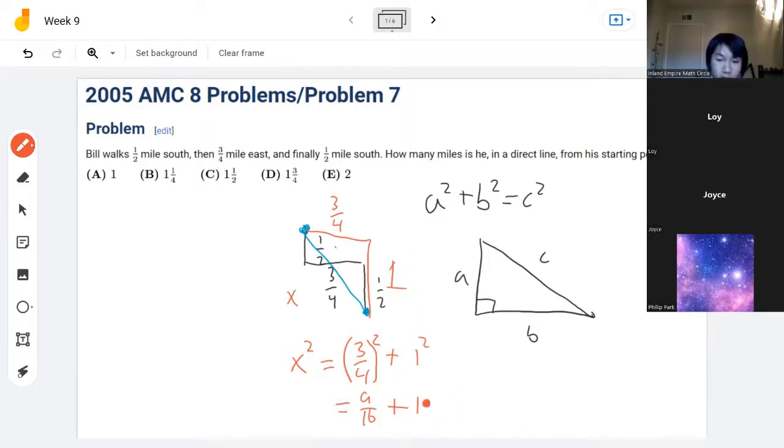So really this problem will equal 25/16. We can't really simplify that. It's just 1 and 9/16.